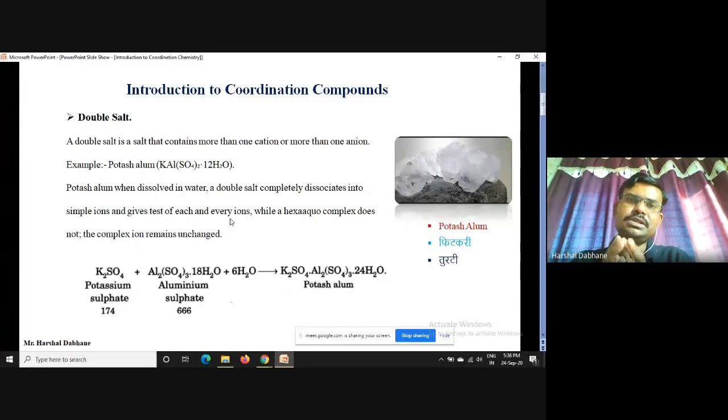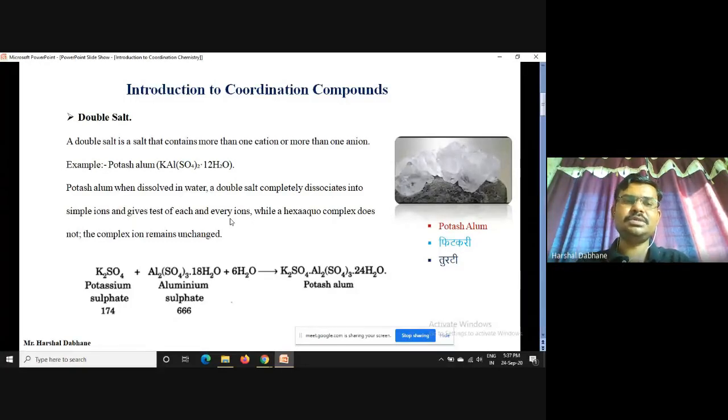So what is double salt? What do we have to remember regarding the double salt? Double salts are nothing but compounds which are made by the combination of more than one cation or anion, and when we dissolve them in water.